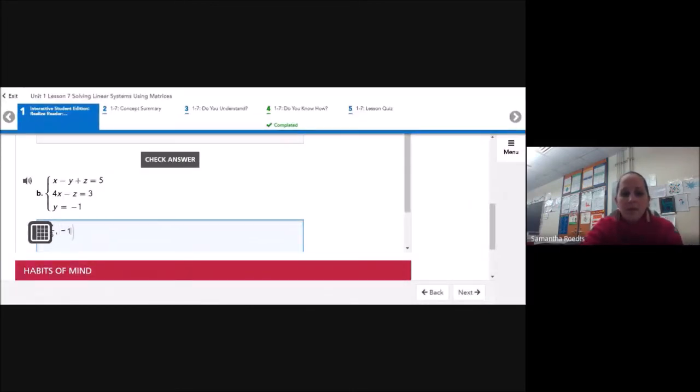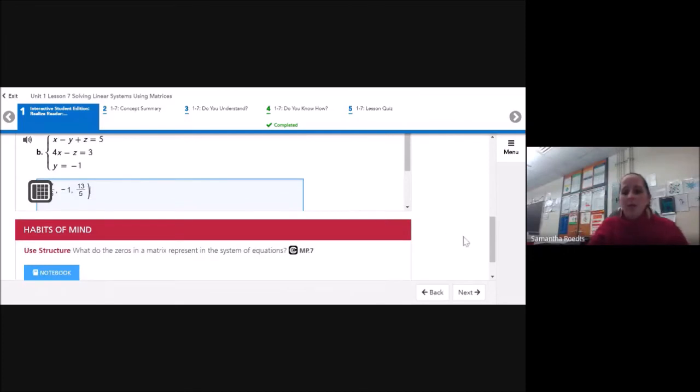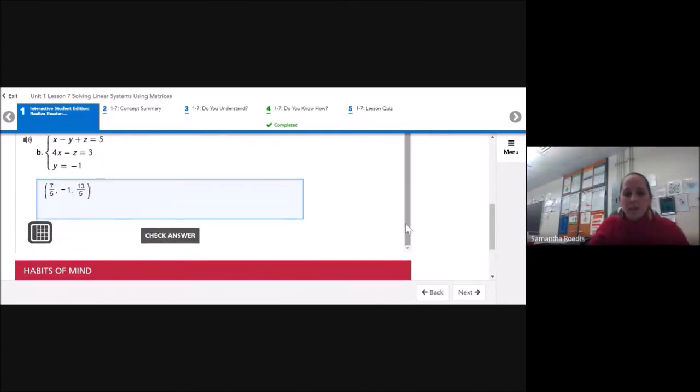7/5, -1, and 13/5. You, of course, can always double check that your answers are correct by substituting them back in. -1 obviously is -1. 7/5 times 4, that's 28/5 minus 13/5. 28 minus 13 does give me 15, so 15 divided by 5 gives me 3.